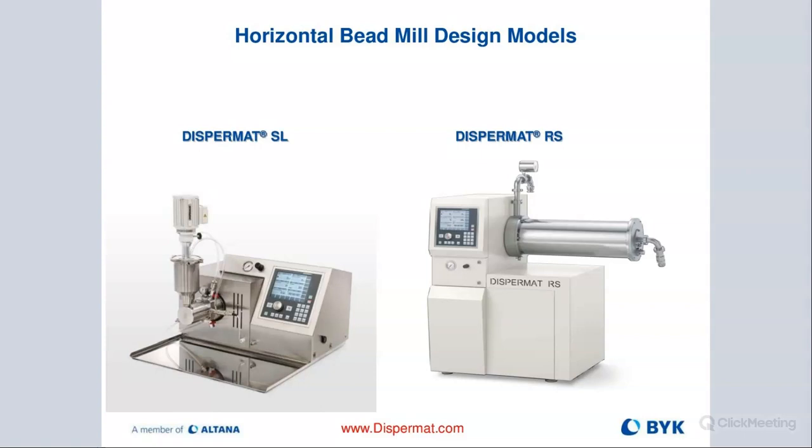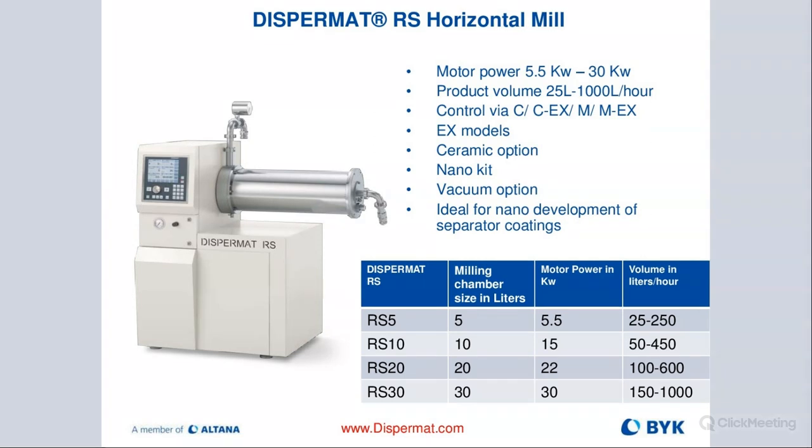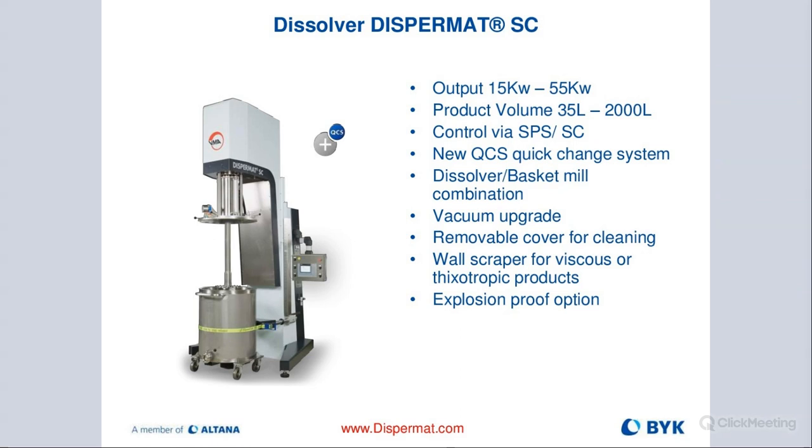We have one of these models in Wallingford, Connecticut. So if you ever want to come up and join us, we'll be glad to show that to you and run your slurries on it. For the manufacturing scale, in different sizes, we can make them even larger, up to 1,000 liters per hour. Again, NanoKit is available, vacuum option, explosion-proof models. So depending, really, we can customize that specifically for your application.